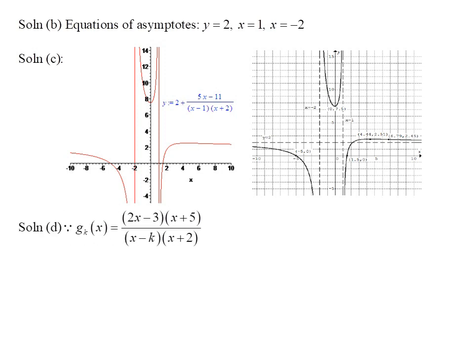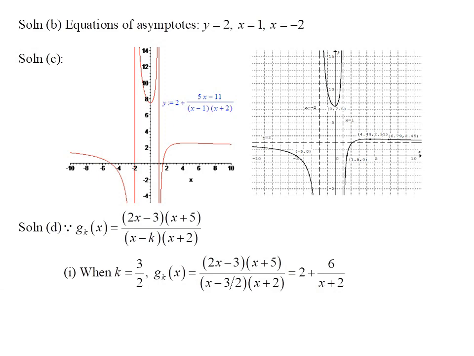As for part D, g sub k of x equals the ratio of the product (2x minus 3) and (x plus 5) to the product of (x minus k) and (x plus 2). For section 1, when k equals 3 over 2, g sub k of x equals the ratio of the product of (2x minus 3) and (x plus 5) to the product of (x minus 3 over 2) and (x plus 2), which is simplified to 2 plus 6 over (x plus 2).